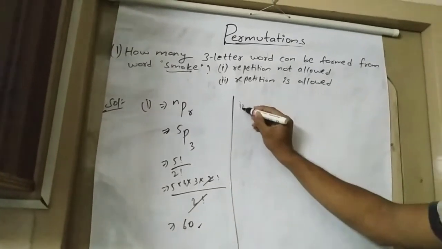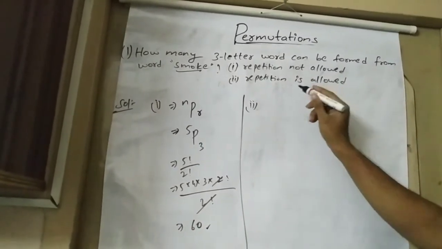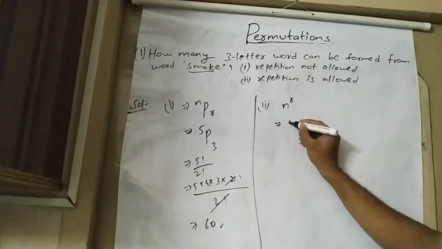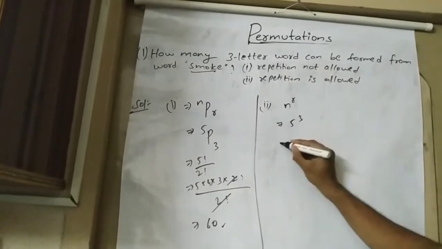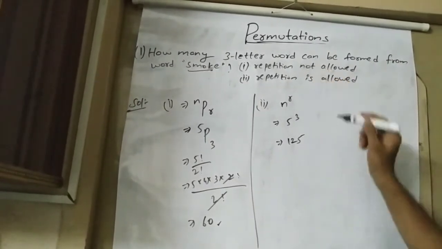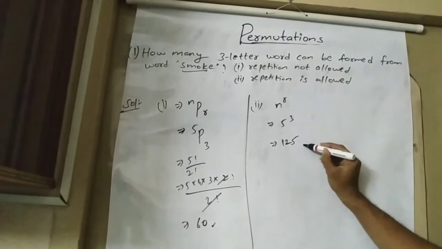And in the second point they are telling if repetition is allowed. So if repetition is allowed, we know the formula, that is n power r. Here n means 5 and r means 3. So 5 cube, that is 125. If repetition is allowed, then 125 3-letter words are formed.